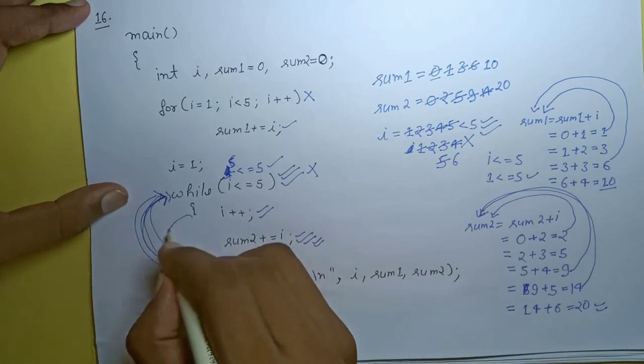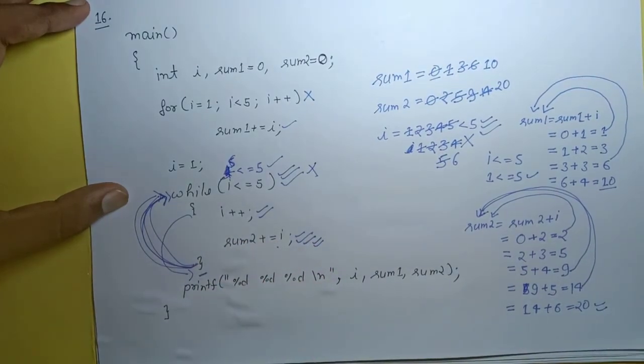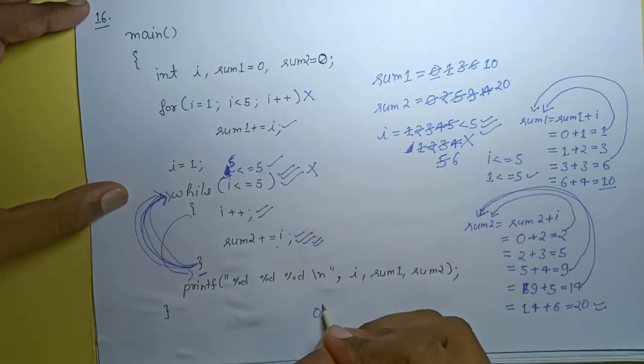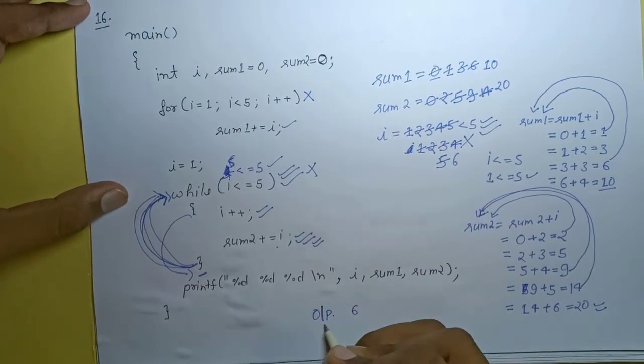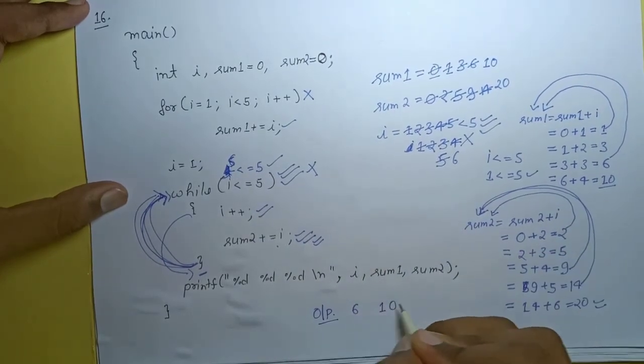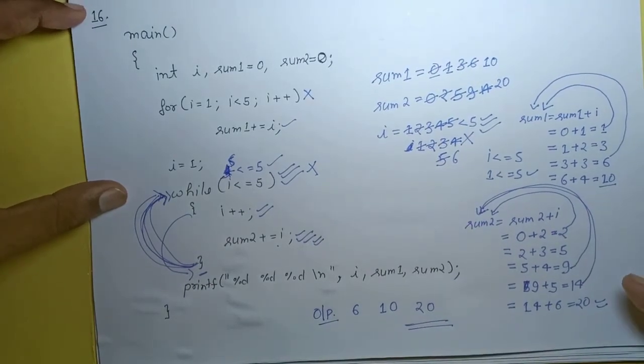We come outside the loop, where we find a printf statement in which we are printing the values of I, sum1 and sum2. As we can see, the value of I is 6, the value of sum1 is 10 and the value of sum2 is 20. So this is the output of this question. Thanks for watching.